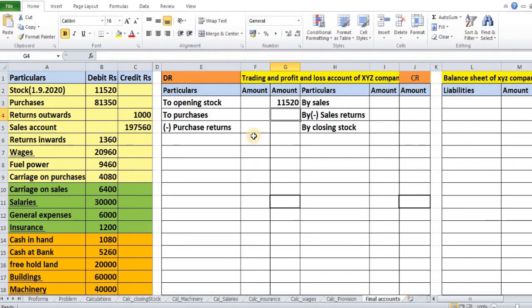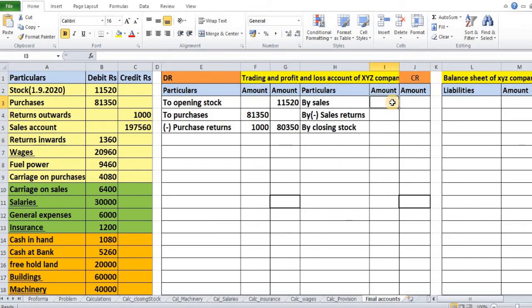Next account is purchases and the amount is 81,350. We will mention this in the inner column on the debit side. And we will deduct purchase returns amount from purchases, that is 81,350 minus 1,000, which comes to 80,350. Now we will mention 80,350 in the outer column on the debit side. Returns outwards is nothing but purchase returns.